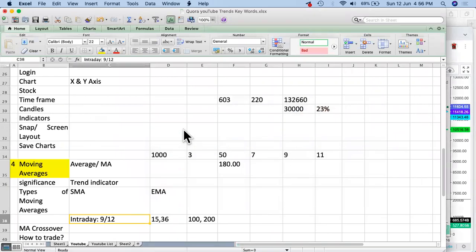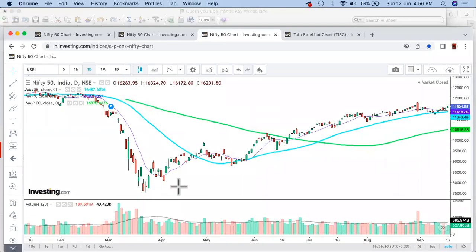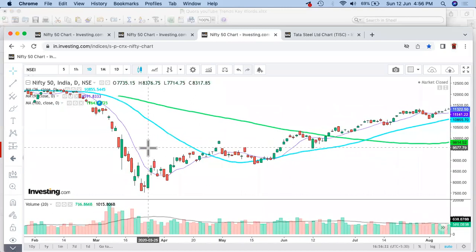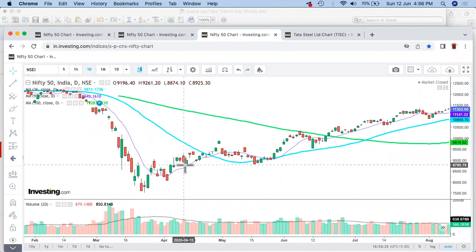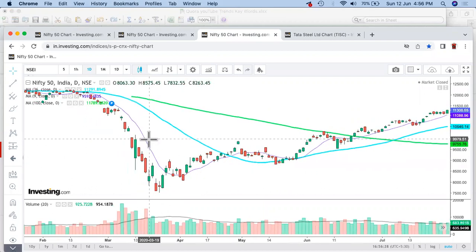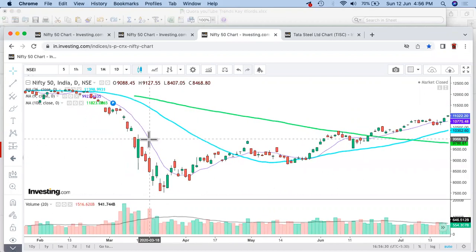We'll quickly take two, three different examples, and then we will also see moving average crossovers. We'll also talk about the other moving average, the exponential moving average, right? Let's say I want to take a trade in Nifty. Whenever I want to take an entry, I'll first of all see the moving averages.